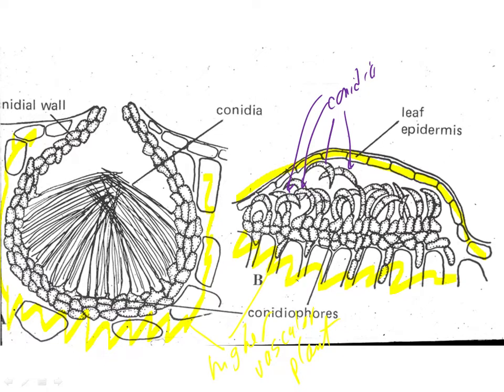Here's the conidiophores. Yep, they're even labeled here. There's one there, that's a conidiophore. Over here, we have the conidiophores. They're kind of Hershey kiss shaped. There's conidiophores. And the conidia look really different. The conidia look like these long spine shaped structures. So again, a very different shape of conidia.